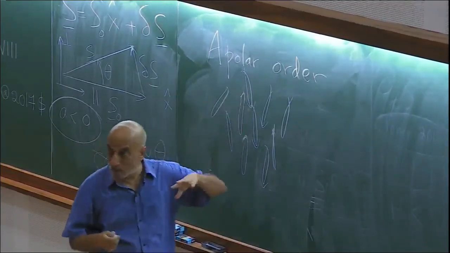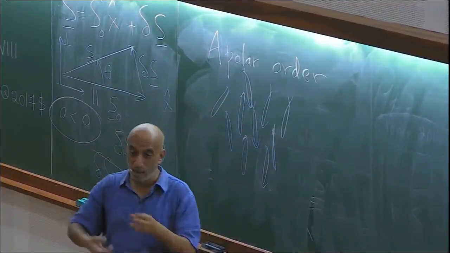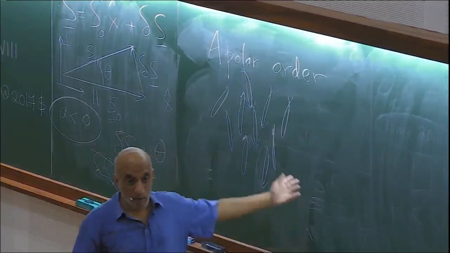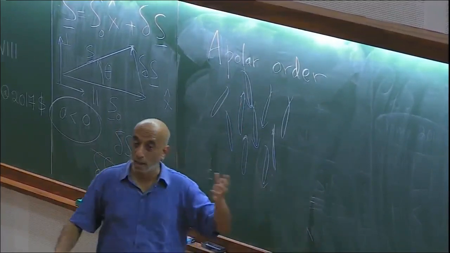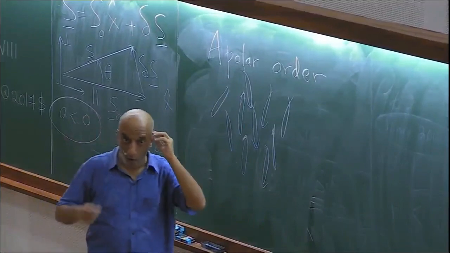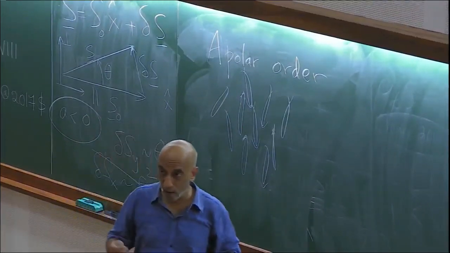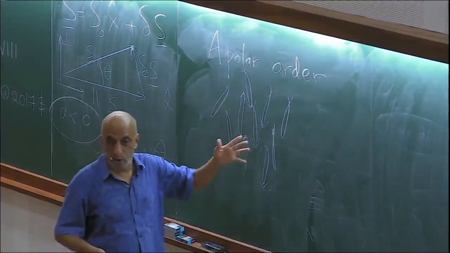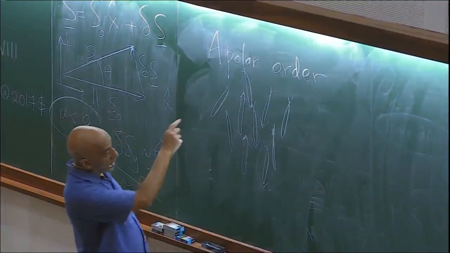So apolar order is actually very natural. If you just take a bunch of cylinders, a bunch of ellipsoids, and pack them, this is what you get. And one of the first theories of entropic ordering was Onsager's theory of the phase transition in ellipsoidal systems. So let's understand this system.